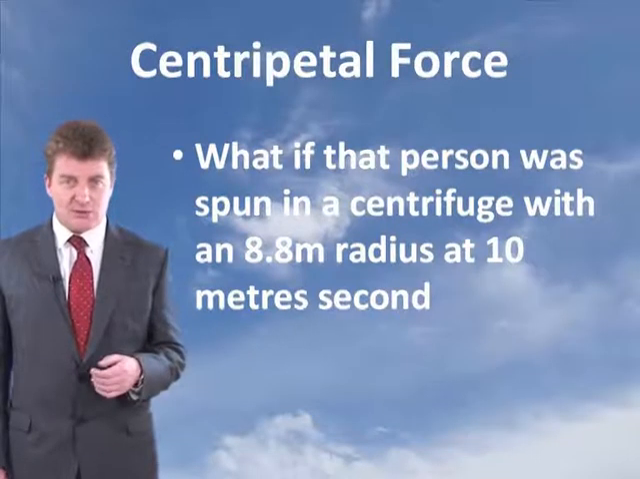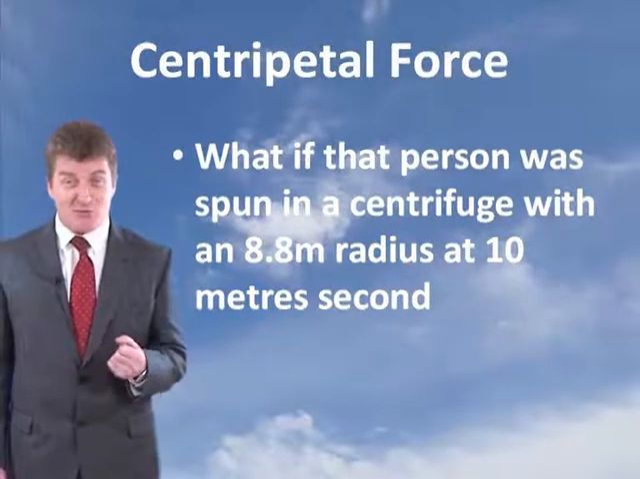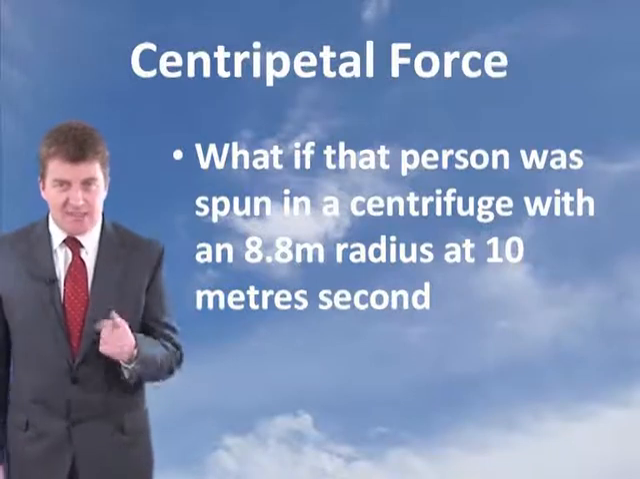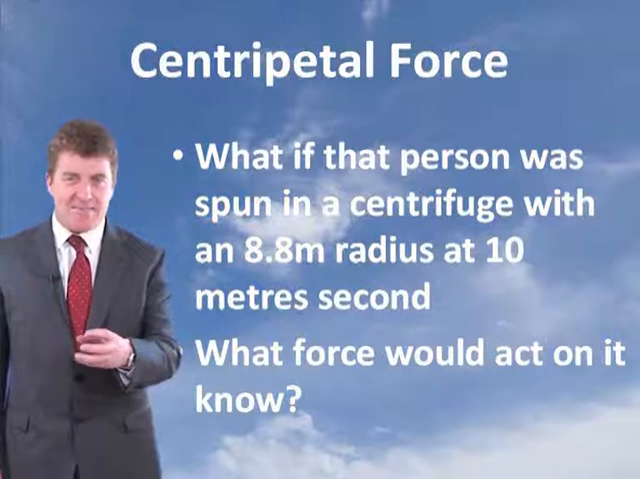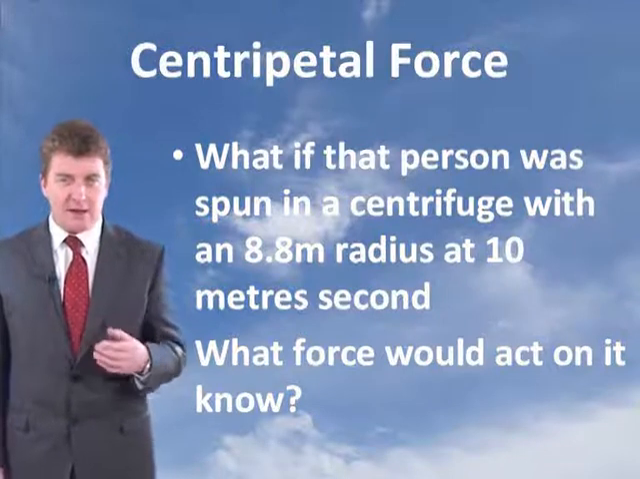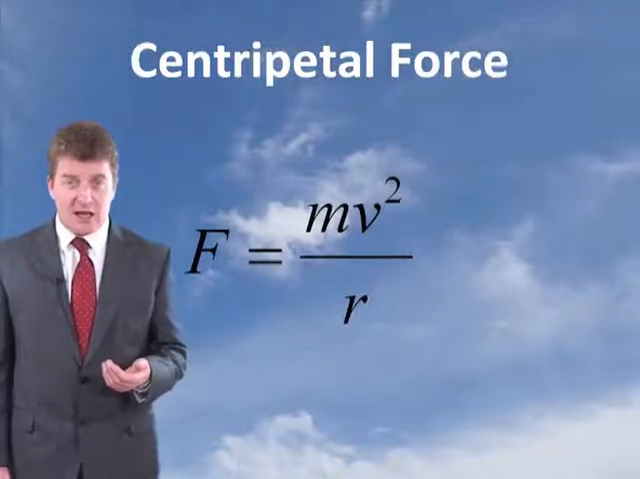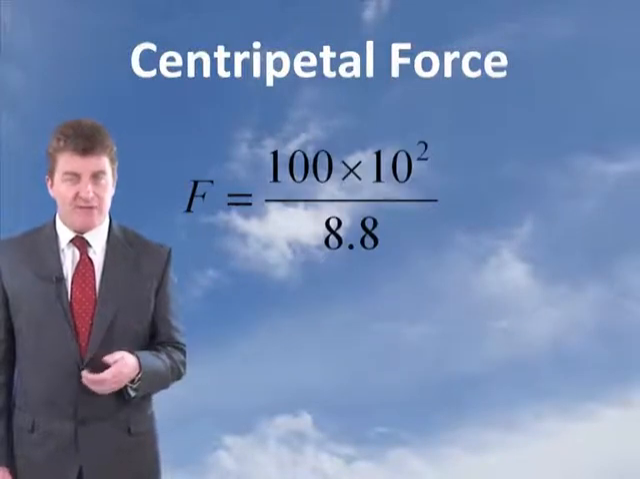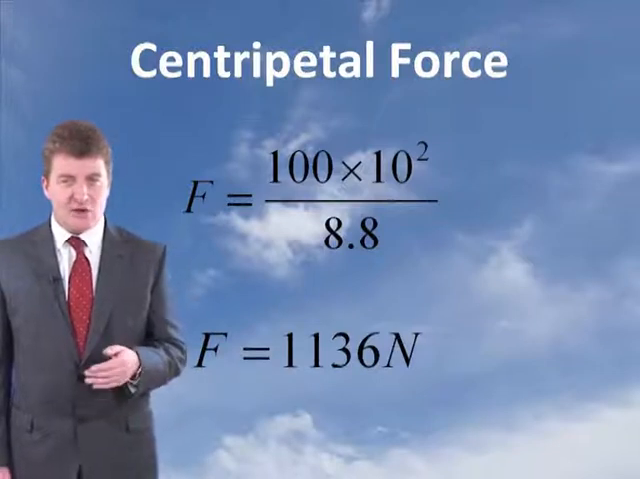What if that person was spun in a centrifuge with an 8.8 meter radius at 10 meters a second? What force would act on that same body now? Well, this is the formula here: F equals mv squared divided by r. You put in your known variables, and it's going to give a force of 1,136 newtons. This is the weight that the person will feel themselves weighing.